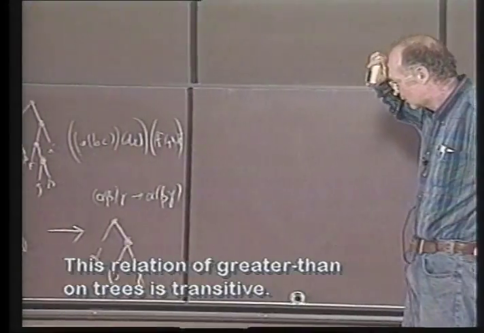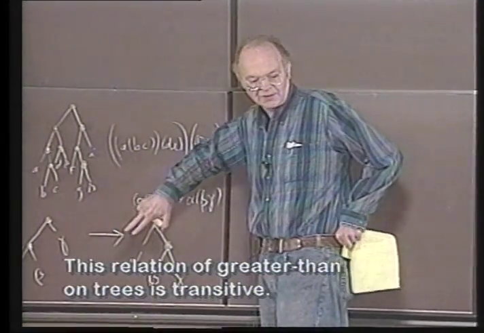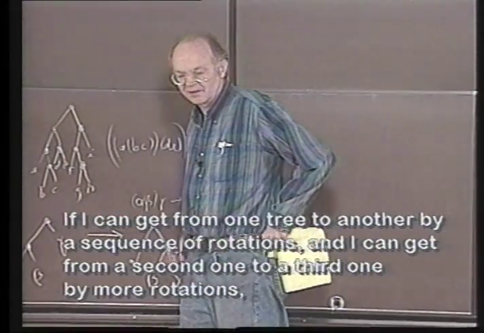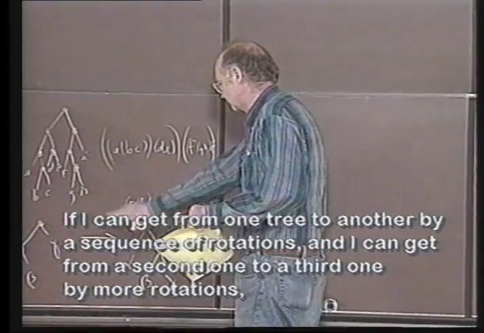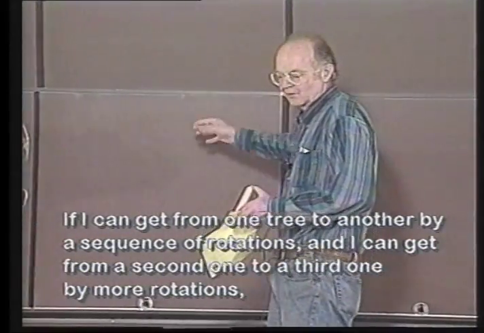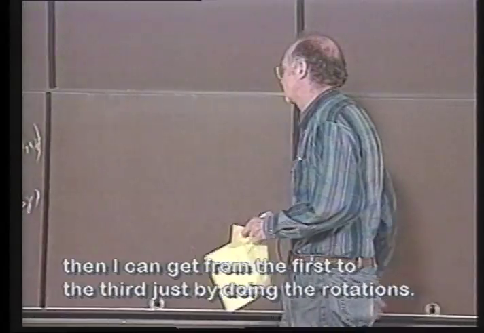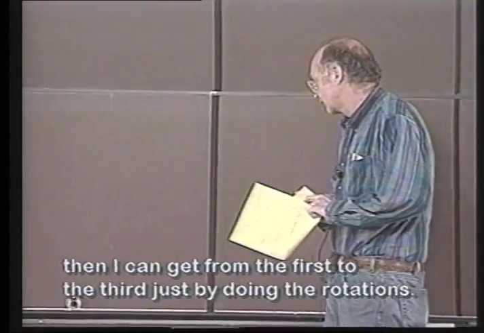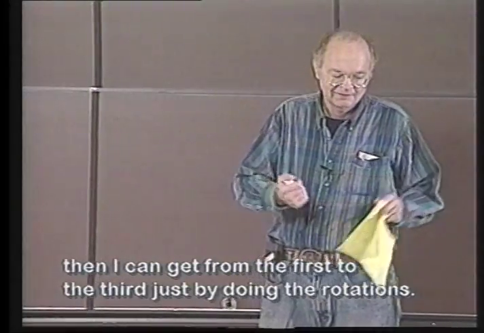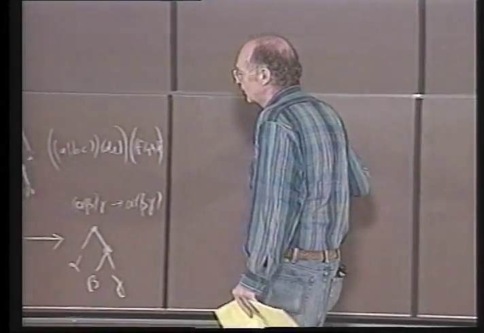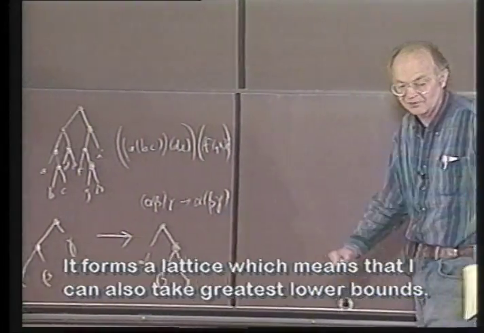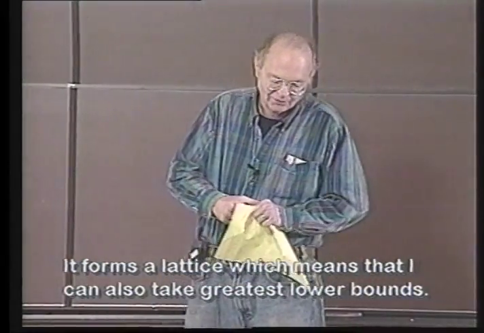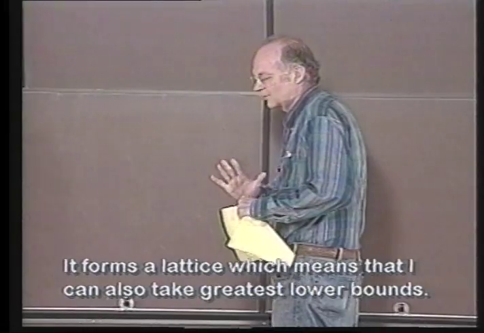It's clear that this relation of greater than on trees is transitive. If I can get from one tree to another by a sequence of rotations, and I can get from that second one to a third one by more rotations, then I can get from the first to the third just by continuing doing the rotation. So the interesting thing was, though, that there is actually a least element that's greater than or equal to both. And similarly for less than or equal. It forms a lattice, which means that I can also take greatest lower bounds. So there would be some other tree that's less than or equal to both T1 and T2, and it's the largest of all those that are less than or equal.